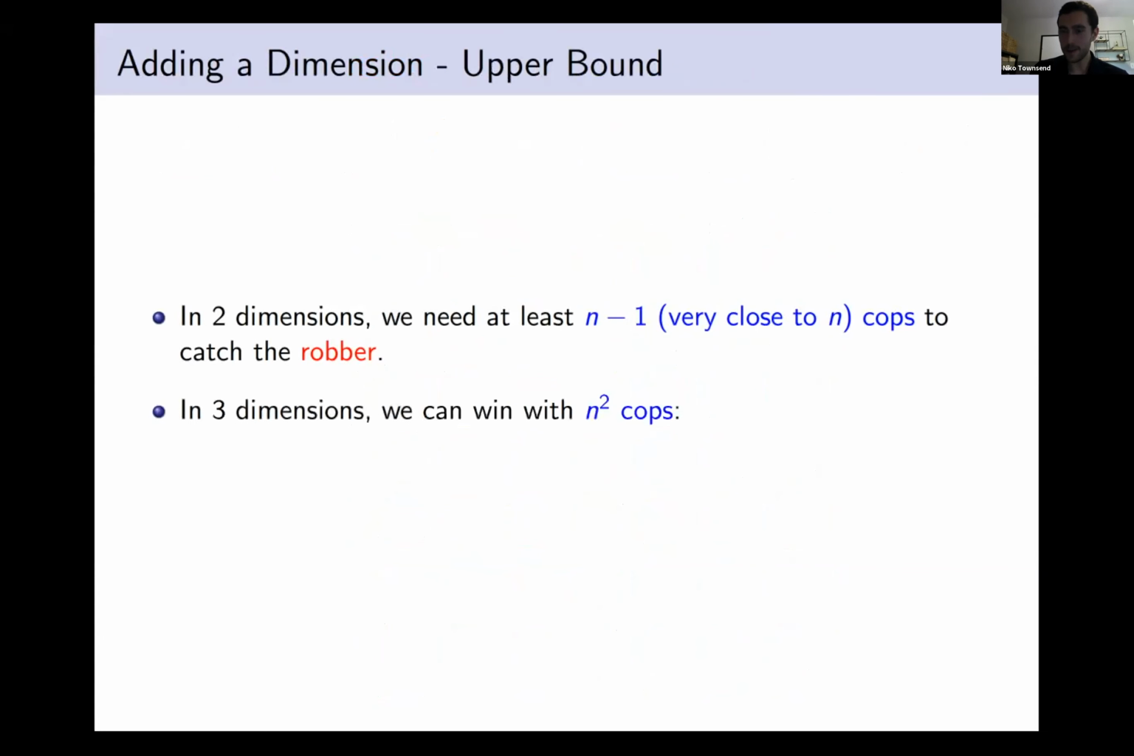So now we're going to talk about the 3-dimensional grid, the cube grid. And we can actually win with n squared cops. So we go up a dimension, we add a factor of n to the number of cops.